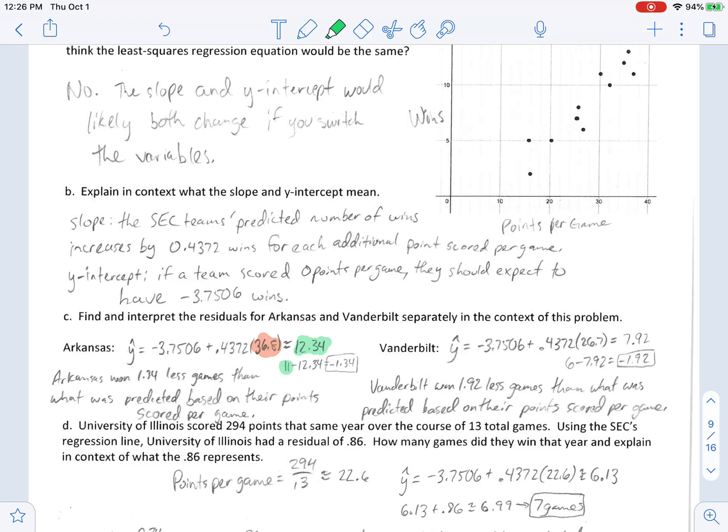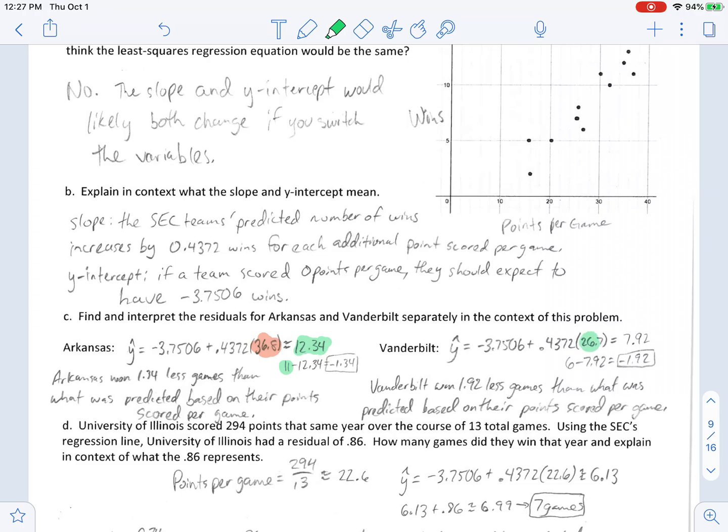Okay, so they were less than what was predicted by 1.34 games. They won 1.34 fewer games than what would have been predicted based on the amount of points they score. Why? I don't know. They scored a lot of points, but maybe their defense is bad, so they give up a ton of points too. So they score a lot, but they also give up a lot, and they didn't win as many because some of the games they would have likely won based on points, maybe they didn't win. Okay, I tell a lot of stories here.